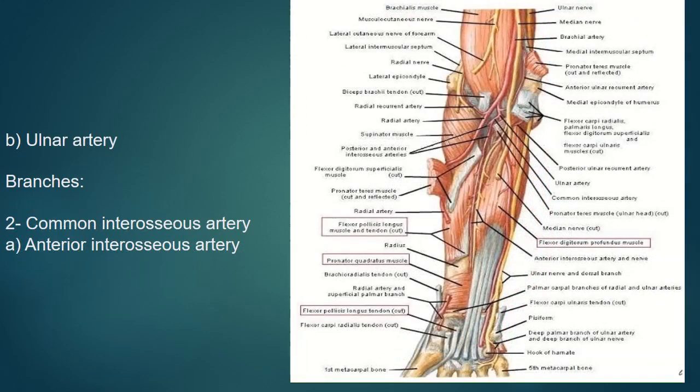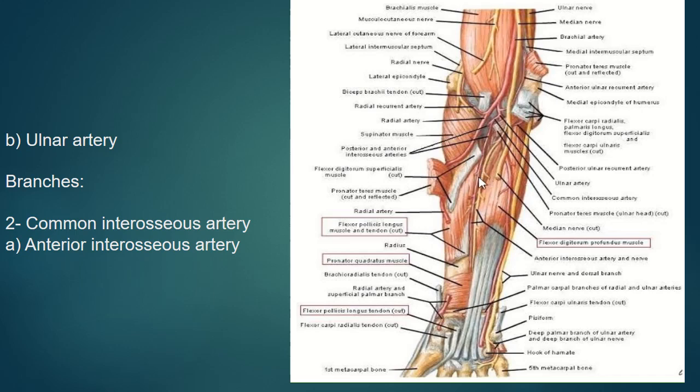Now let's talk about the anterior interosseous artery first of all. The anterior interosseous artery is the deepest artery on the front of the forearm. This one is the anterior interosseous artery. This is the ulnar artery. This is the common interosseous artery, and this is the anterior interosseous artery. It accompanies the anterior interosseous nerve, this one, which is a branch of the median nerve.